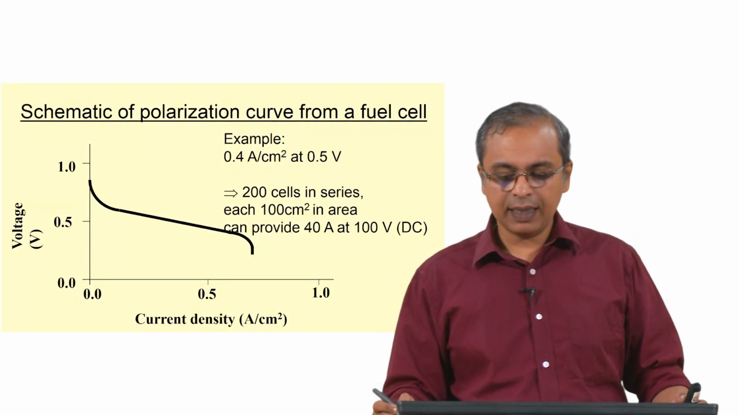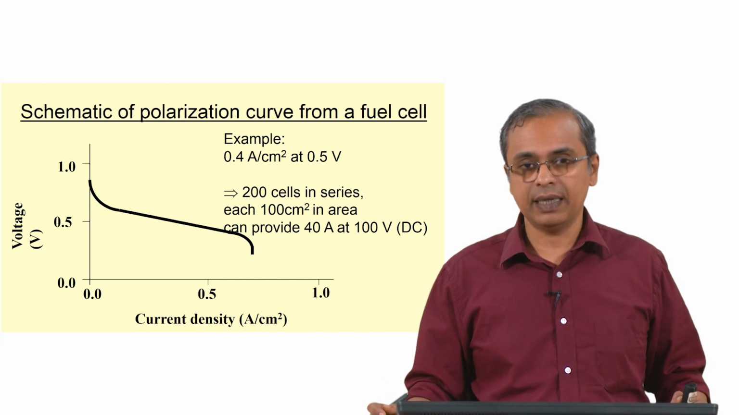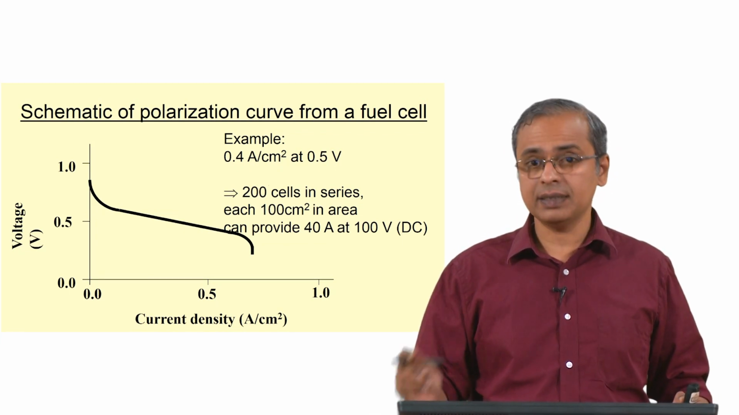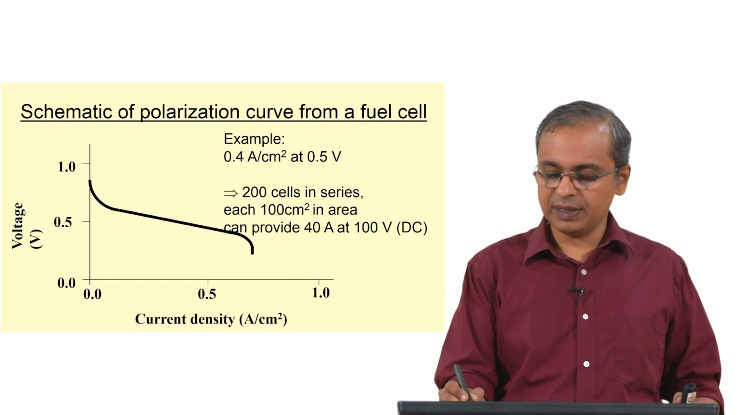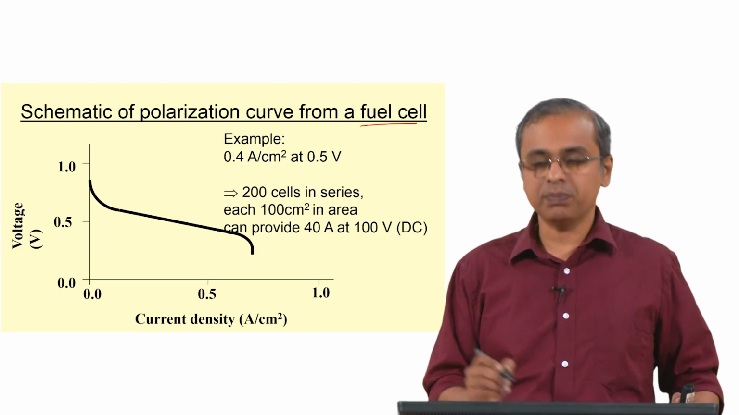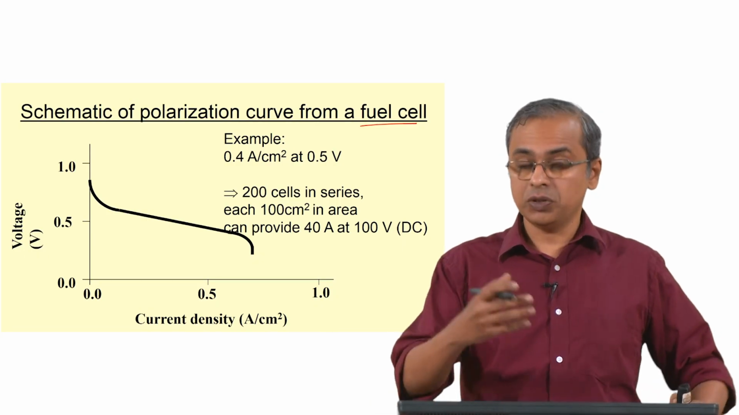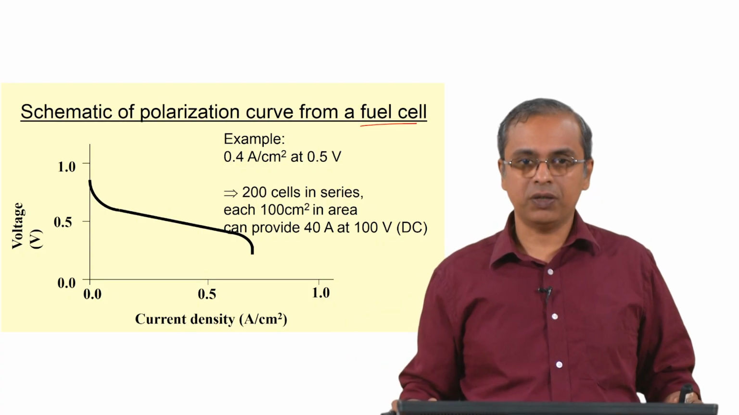So for example, you can see how this is useful in the broader sense of the usage of electrochemical devices, with an example of a polarization curve from a fuel cell. This polarization curve is what is possible from the fuel cell. So this is how we use the polarization curve to decide what you can do with that electrochemical device, right.